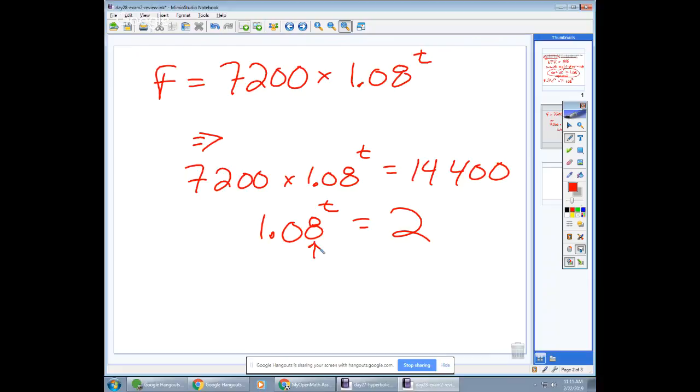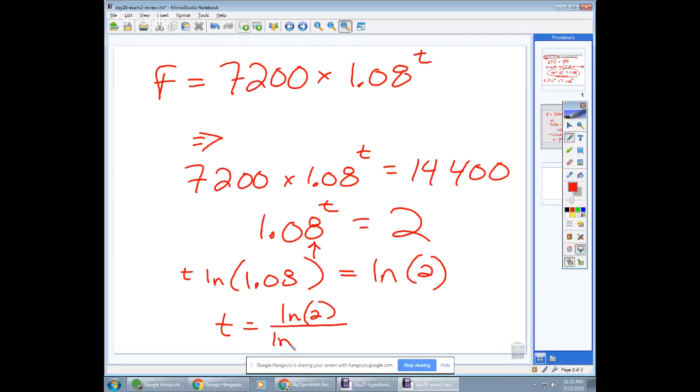So then to solve this, I would just take the natural log of each side. If I take the natural log of 1.08 to the t, I have to also take the natural log of 2. Logarithms have this wonderful property that you can pull the variable out. If the variable is in the power, you can pull the power out as a constant multiple. Divide by the natural log, and then I get the doubling time here. T is the natural log of 2 divided by the natural log of that base. And whatever that comes out to be, that's the doubling time.